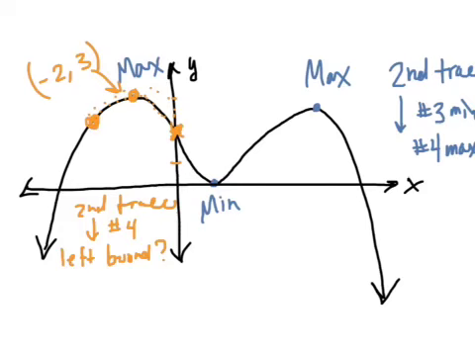Now, when they say that, they're going to say, what is the local maximum? 3, and the x at which it occurs is -2. So just so that you know, there's a couple different ways to interpret that. Then in order to find the next one, the minimum, I do the same thing. I go second trace, but this time I'm going to go down to option number 3 because it's minimum.